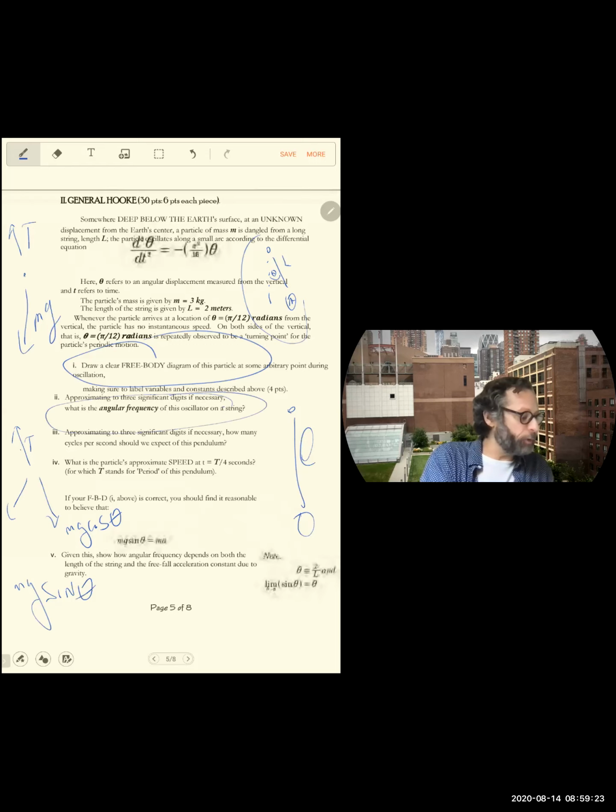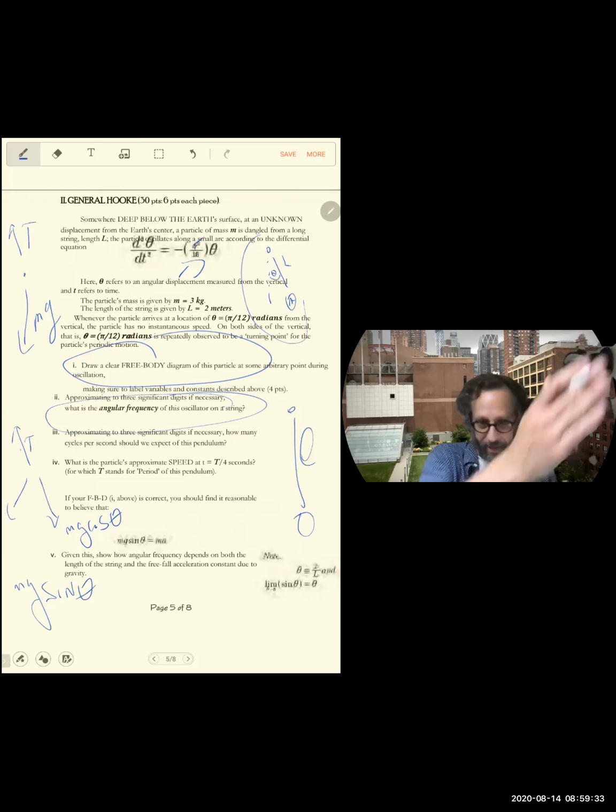Most people got this next one about angular frequency correct. Omega simply is the square root of the term in the function. I mean, omega is pi over 4. And then you just work that out to 4 digits as I asked, just because I want a real number. So it's like 0.785 or something like that.